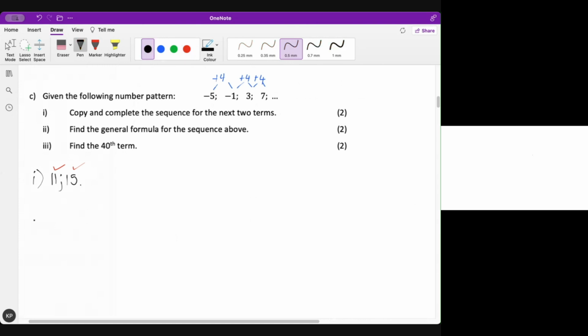Okay, find the general formula for the sequence above. Now, I know about 3 methods that you can use to find this. I'm going to write them all down. Tn is equal to Dn plus C. Tn is equal to A plus (n minus 1)D. And the third one is the one where you use the difference as a multiplier.